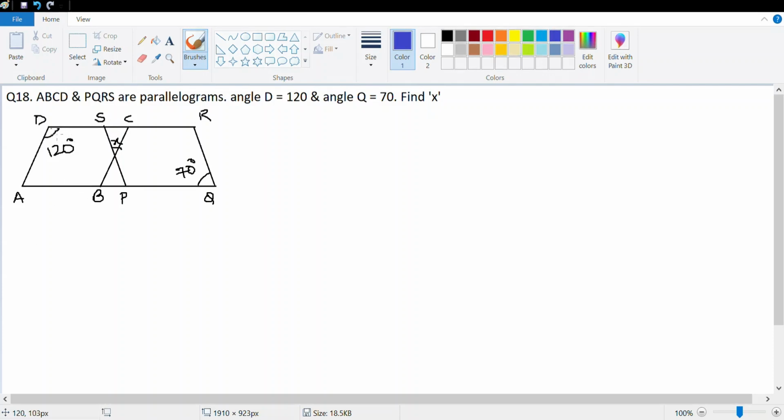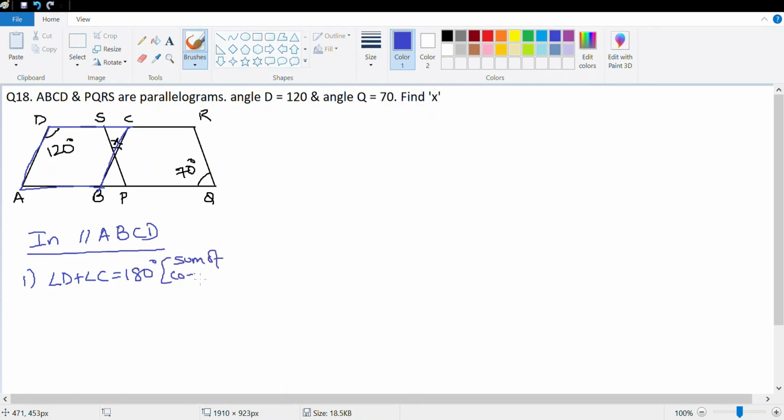So first let's look at the parallelogram ABCD and see what we can get. So in parallelogram ABCD, one would be angle D plus angle C is equal to 180 degree. This is sum of co-interior angles, which means therefore angle C would be equal to 60 degree. So I have got this angle as 60 degree.